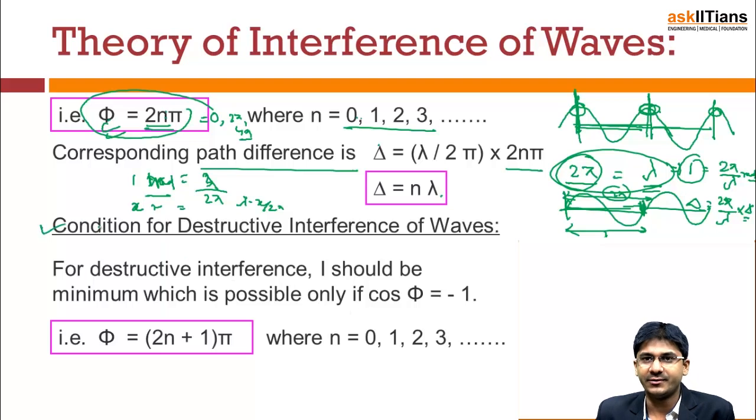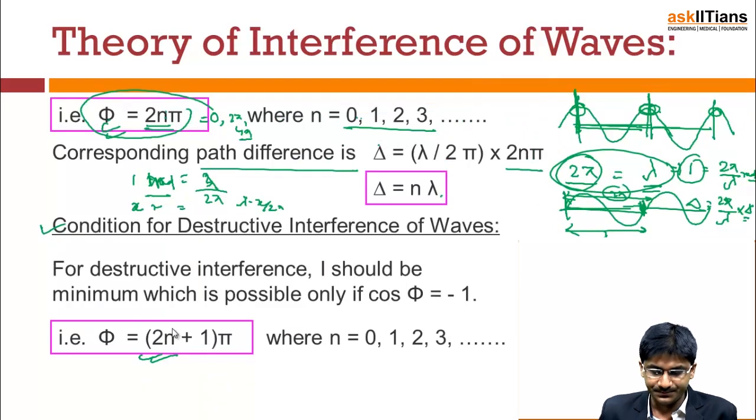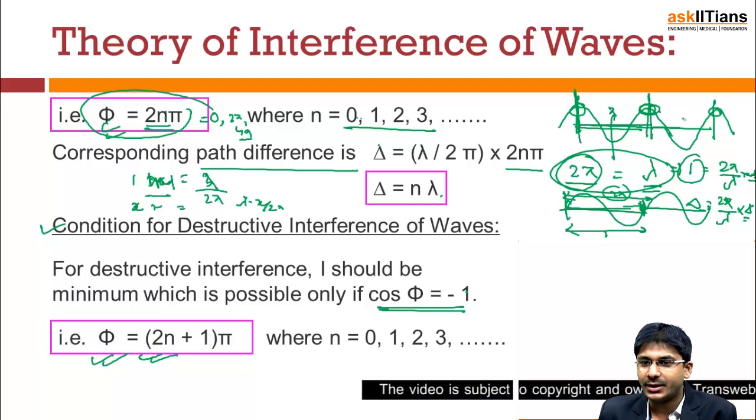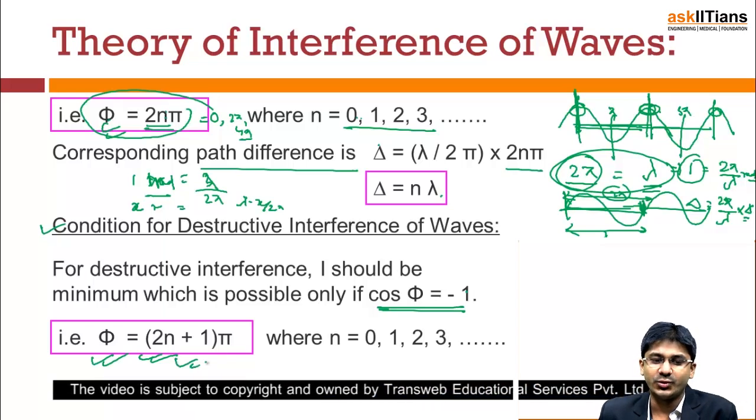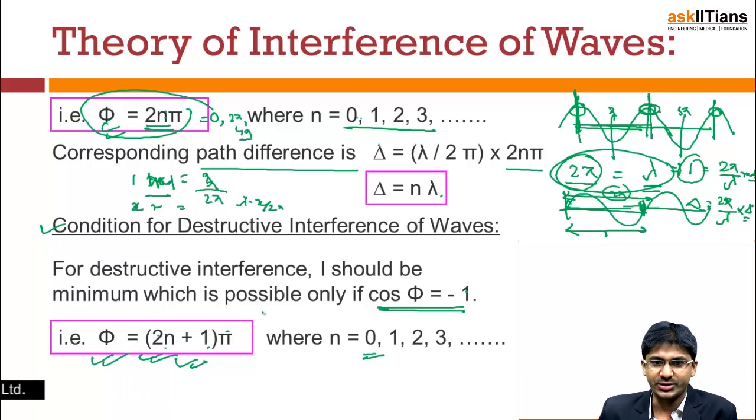Similarly, what will happen for destructive interference? We'll have a phase difference of (2n plus 1) pi, right? Because in that case, if you see here, cos phi will be minus 1. What will be the minimum value? This term will be the maximum value in negative, minus 2AB. So that will make this minus, cos phi must be minus 1. That happens when phi is equal to pi, 3 pi and 5 pi. You can see it from here, at pi, at 3 pi. So the formula you can write is (2n plus 1) pi, because when n is 0, this is pi, n is 1, this is 3 pi. So this is what is happening here.